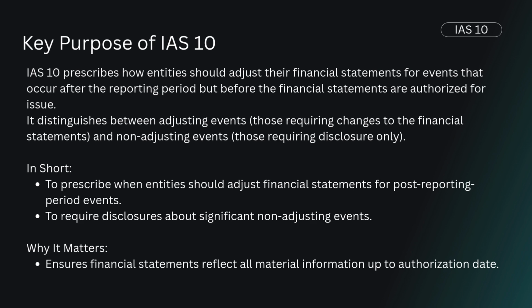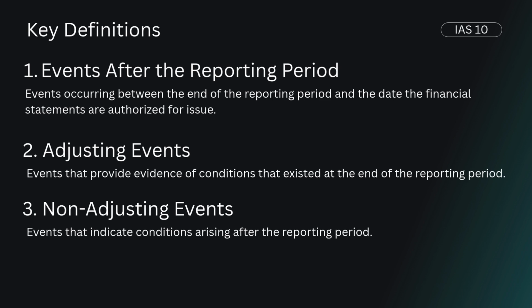Why it matters: it ensures financial statements reflect all material information up to the authorization date. Now let's look into its main key points. Number 1. Events after the reporting period. Events occurring between the end of the reporting period and the date the financial statements are authorized for issue.